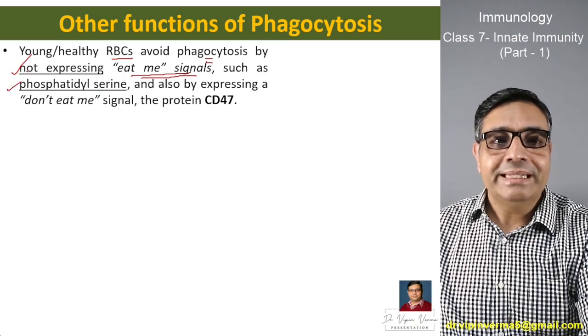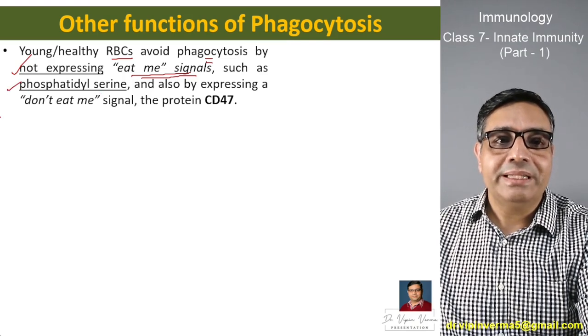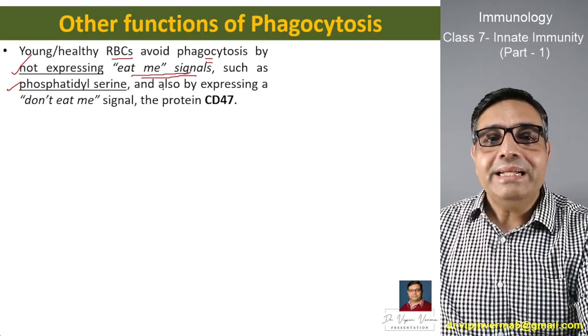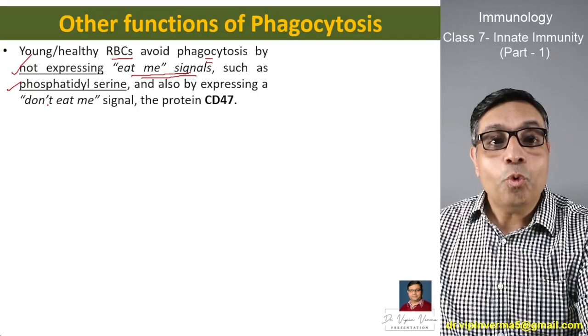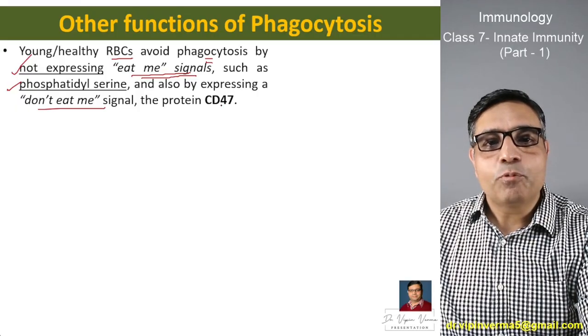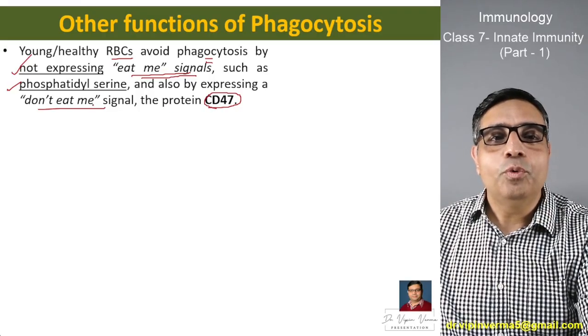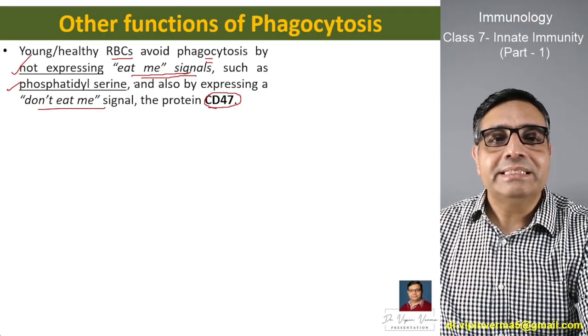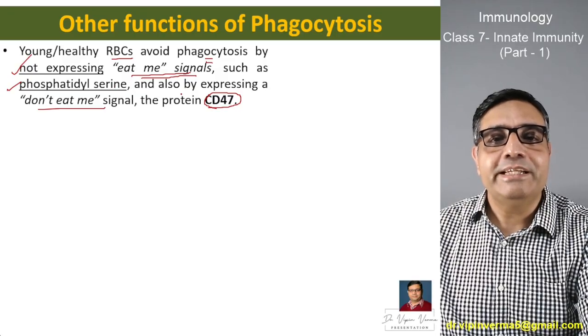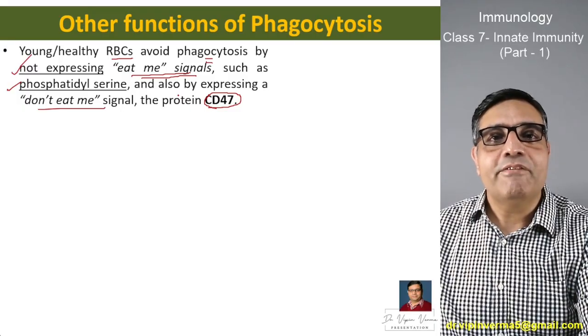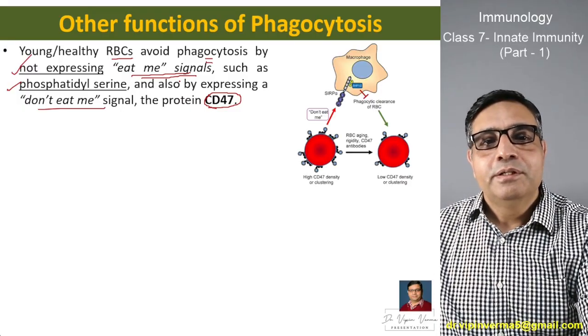And in the last slide you remember, in the list of the DAMPs phosphatidylserine was there, and it also expresses a don't eat me signal, which is the protein CD47. So CD47 is a don't eat me signal, and the eat me signals are phosphatidylserine. So these are absent and CD47 is present, and that's how our RBCs avoid phagocytosis, right?